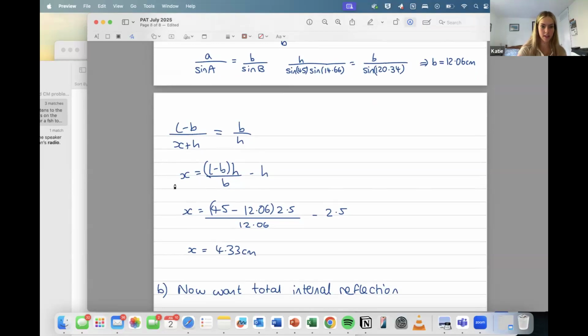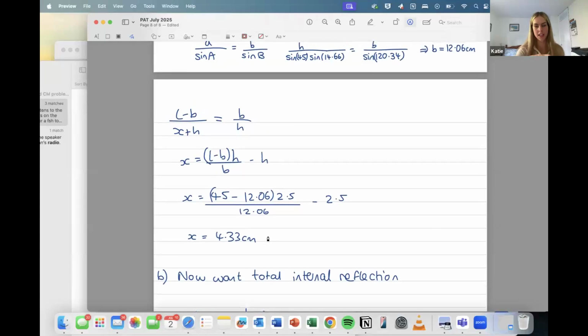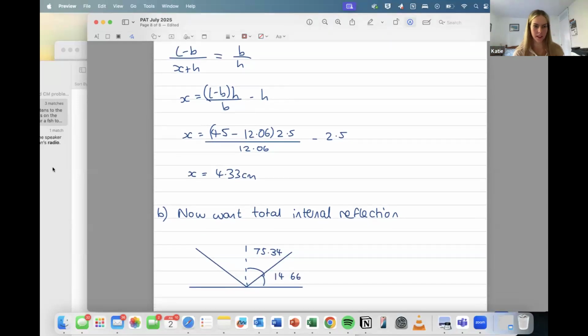And then rearranging this for X, I have all these other numbers now because L and H are given in the question, and we've worked out what B is from the angles. So we can just put in all our numbers and get that X is about 4.33 centimeters. So that's the height off the surface of the mercury that the incoming light must shine in order to be reflected out above the surface of the mercury. Does anybody have any questions about part A? That's okay, we can go on to part B.